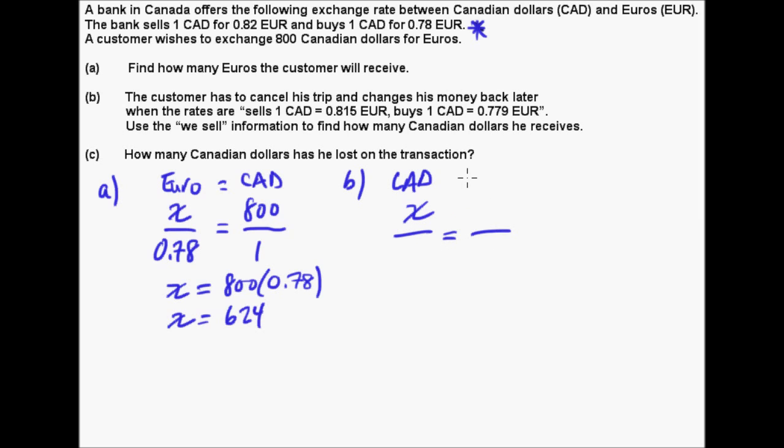He has euros here, so we'll put 624. Again, you have to look at what rate you're going to use. What is the bank doing here? The bank is selling him Canadian dollars, so we are going to use this one right here.